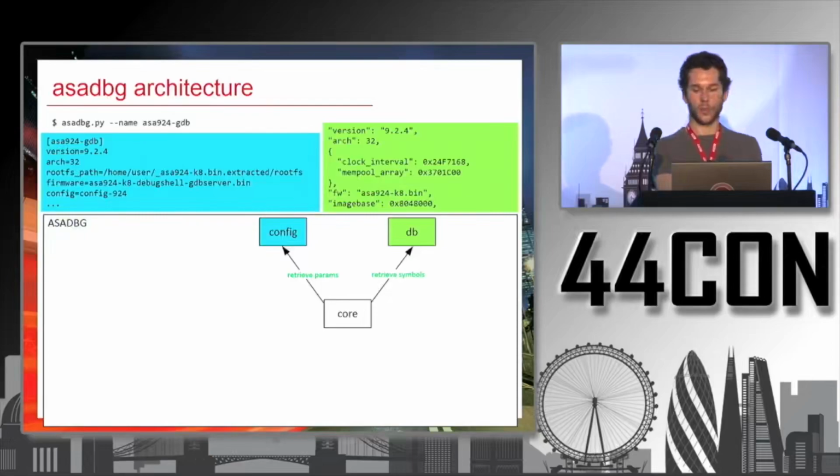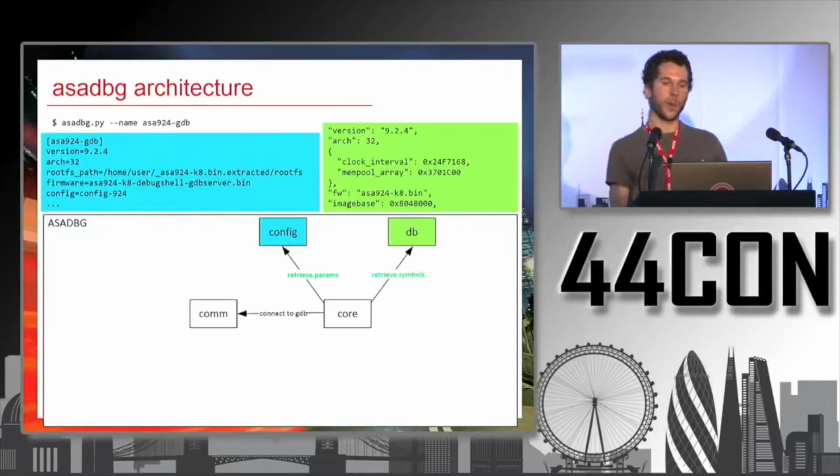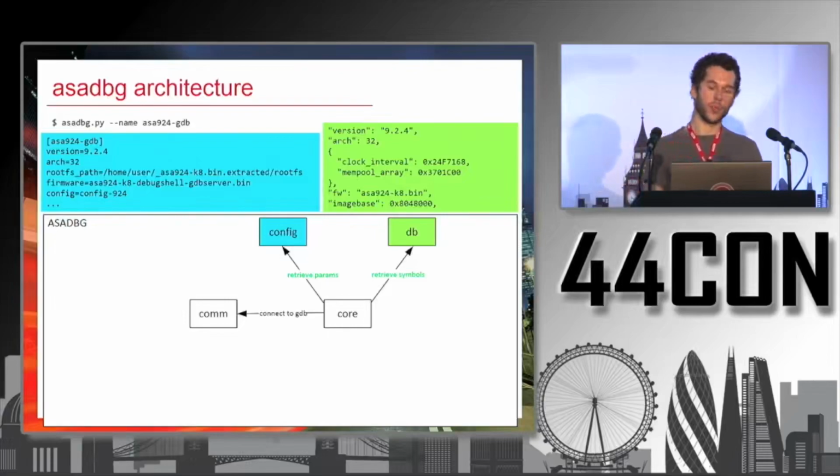So the database, we can build it because we can automate retrieving things for the different firmware. I'm just going to talk about that just after. So our ASADBG will connect on the serial port. We have a layer of abstraction which we call COM, which will allow you to either connect on the serial line for real devices or on the telnet port for GNS3, for QEMU.